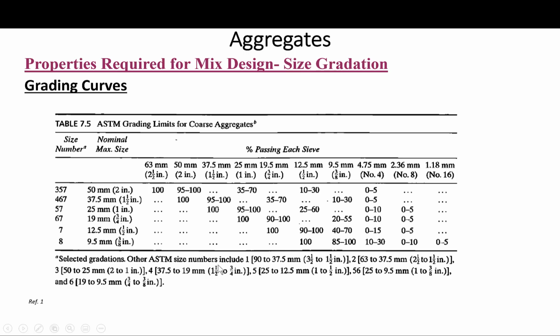Here are the ASTM grading limits for coarse aggregates, as you can see here, for the various sizes. For example, what would you specify? Number 67 rock size, which is 19 millimeter, 3/4 of an inch. These are the passing percentages for each sieve in order to meet the ASTM limits. If you are using 57 rock as a maximum size, these will be the passing limits, and so forth and so on.